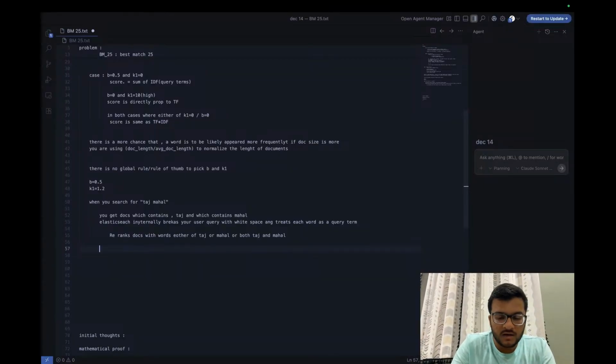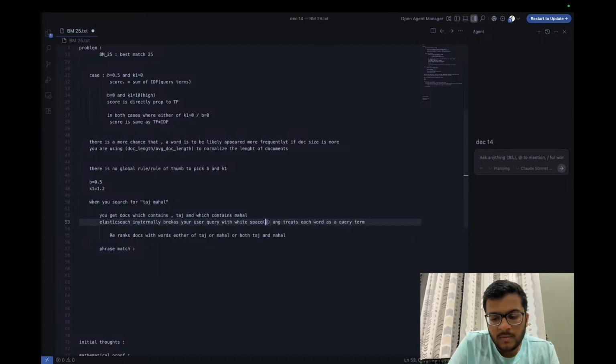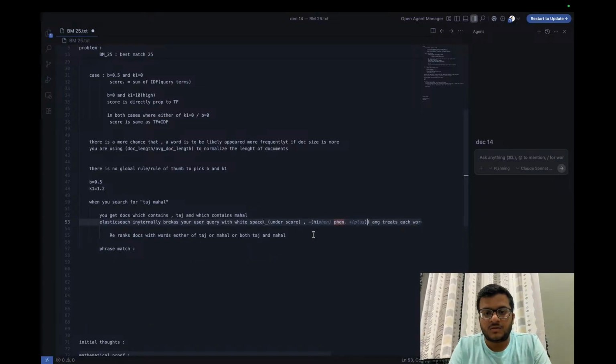But if you want a phrase match, the same thing happens: it breaks your user query not only on white space, but maybe underscore, maybe hyphen. I don't know whether this is called hyphen or not, but still, it treats these as different terms.